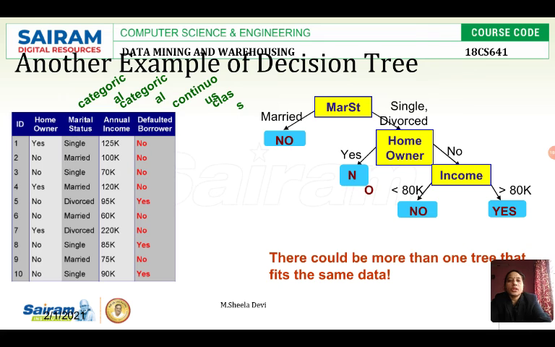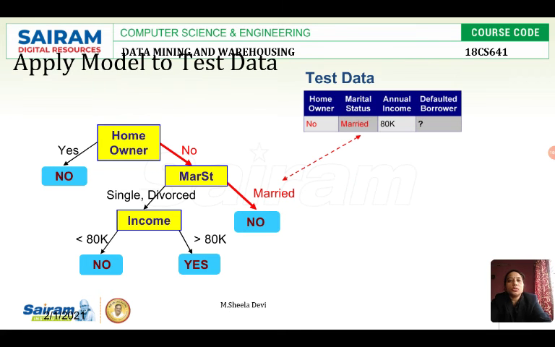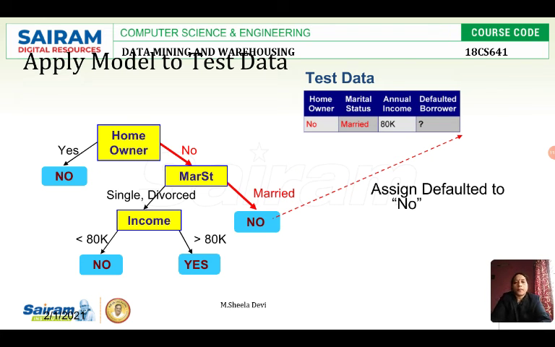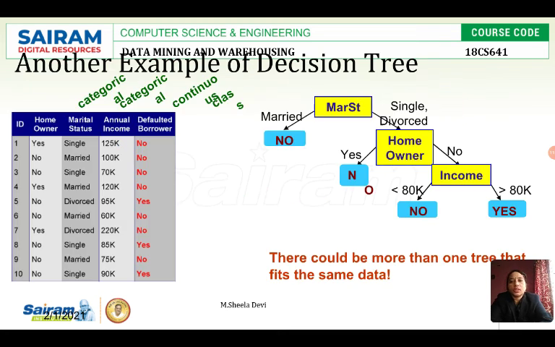That's it. If I am giving you a new example, where he is the homeowner and he is married and he is having 82,000 salary, in that case, if he is the homeowner, then he will not be a defaulted borrower. So no need to check the other conditions. With the decision tree, we will come to the direct conclusion that he will not be a defaulted borrower. We can say here no, he will not be a defaulted borrower if he is a homeowner. This is the test data and we can predict like this. That's it, that is the example of the decision tree.